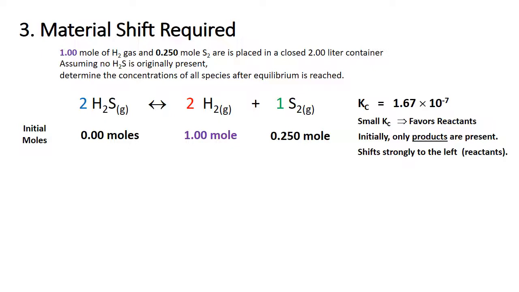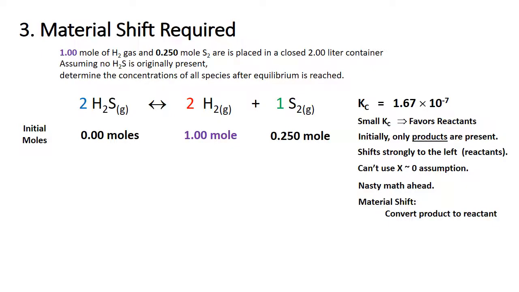However, knowing that it's a very small equilibrium constant, knowing that in the end, as much reactant is going to be present as possible, we know that it's more than just a shift to the left, it's also a very strong shift to the left. Now, such a strong or large shift to the left means that we will not be able to use the x is equal to 0 assumption, and that we quite likely have some nasty math ahead of us. So, unless we do something about the situation, we're going to wind up with what could be a very bad math problem, something that we maybe can't even solve using pencil and paper.